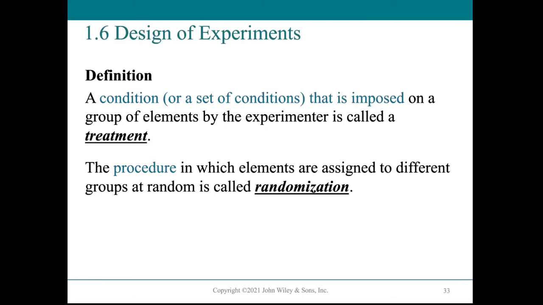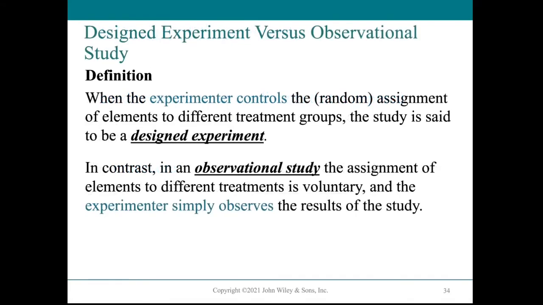So, design of experiments. A condition or a set of conditions that is imposed on a group of elements by the experimenter is a treatment. This is usually done in clinical trials, for instance, in knowing the efficacy of a certain drug. The condition is basically administration of the drug. So that's your treatment. And the procedure in which each element is assigned to different groups at random is your randomization. So when the experimenter controls the assignment of elements to different treatment groups, that is a designed experiment. You are in control of who gets which treatment.